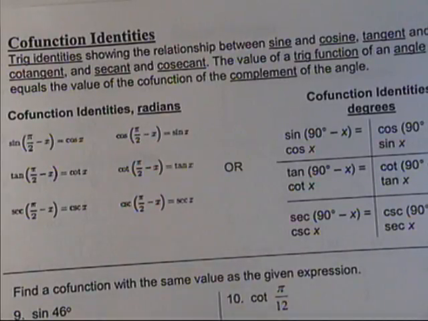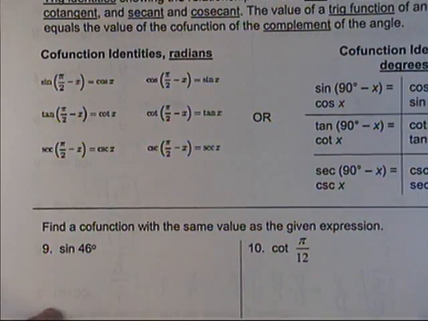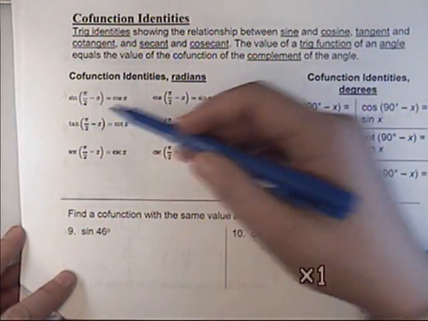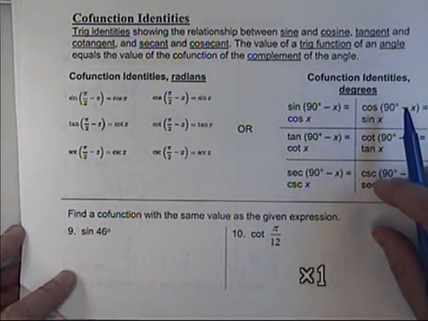Now, cofunction identities are harder. They're not as hard as they look. People think that they're difficult, but they're not that bad. All you have to do is find the identity on the right that you're asked to find. So I've given you a bunch of formulas. Some of them are radians, some of them are degrees. Other than that, they're the same exact thing.